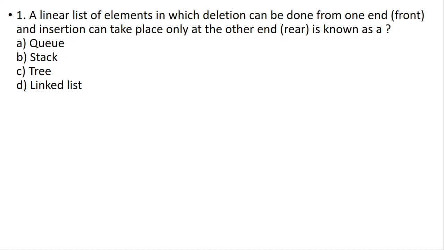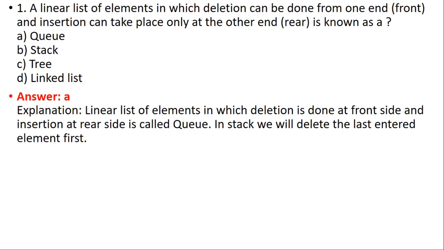First question, a linear list of elements in which deletion can be done from one end and insertion can take place only at the other end is known as. The answer is queue, as the linear list of elements in which deletion is done at front side and insertion at rear side is called queue. In stack, we'll delete the last entered element first.